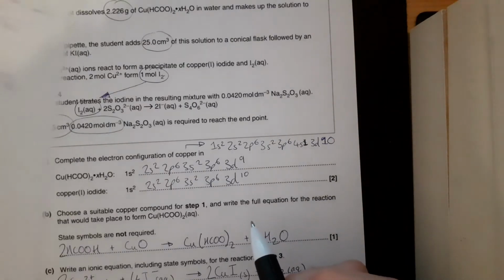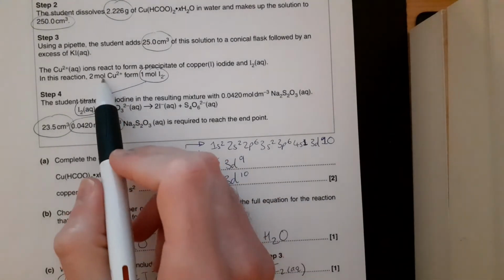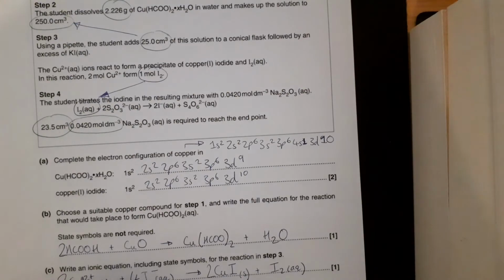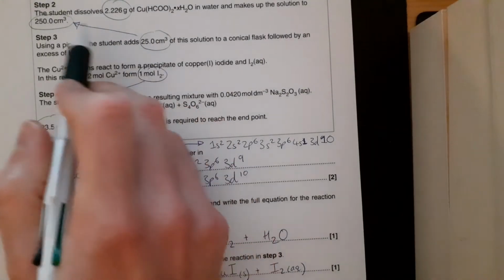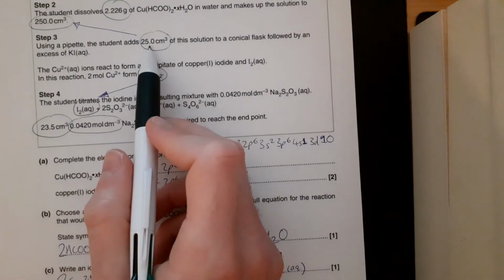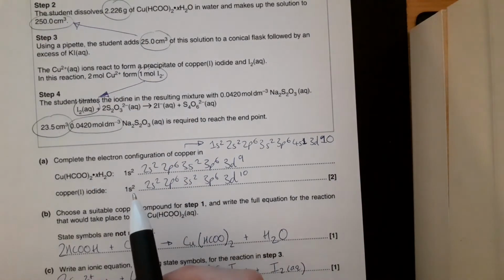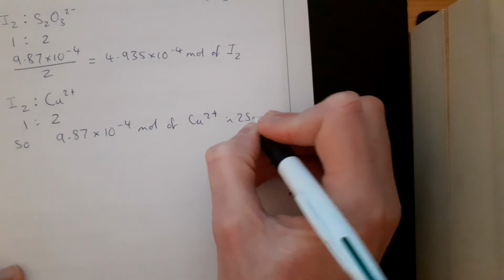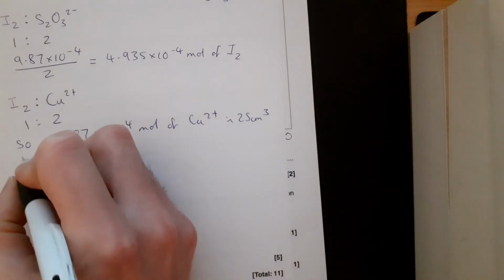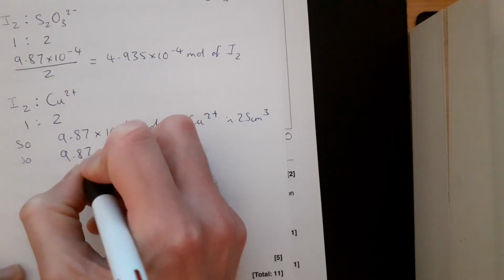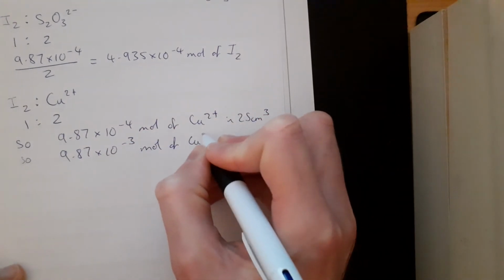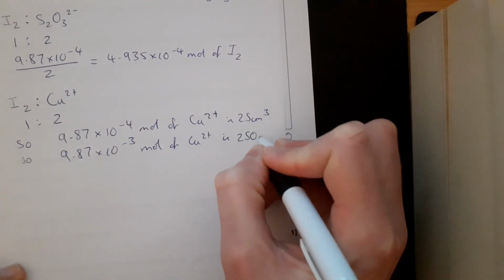Right, what do we do next? It's exactly the same again. We've now got this copper solution, which is this. So now we're going back to our 250. This is exactly the same again as we've done before. We need to times it by 10 to get back to the original solution. So that was in 25 centimeters cubed. So it's going to be 9.87 times 10 to the minus 3 moles of copper in 250.